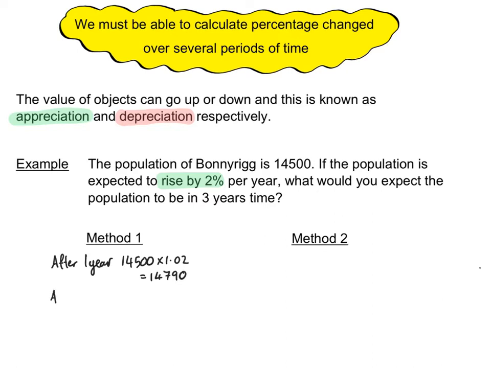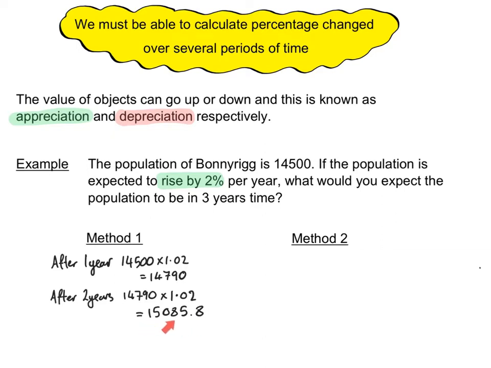So after 2 years, now remember after 1 year, that's the population. So this is the number of people I'm now finding 2% of, which is different to what I was finding 2% of the first time. So after 2 years, I'm going to need to take that new number, 14790, and increase it by 2% using the multiplier 1.02. And that's going to come to 15085.8. And that's our population now after 2 years.